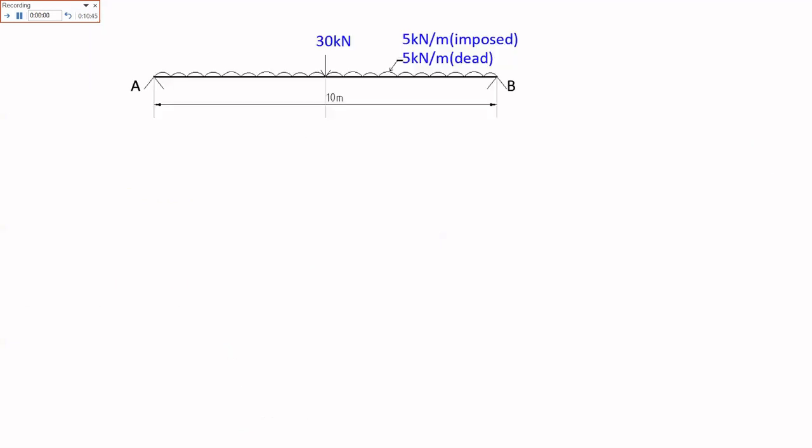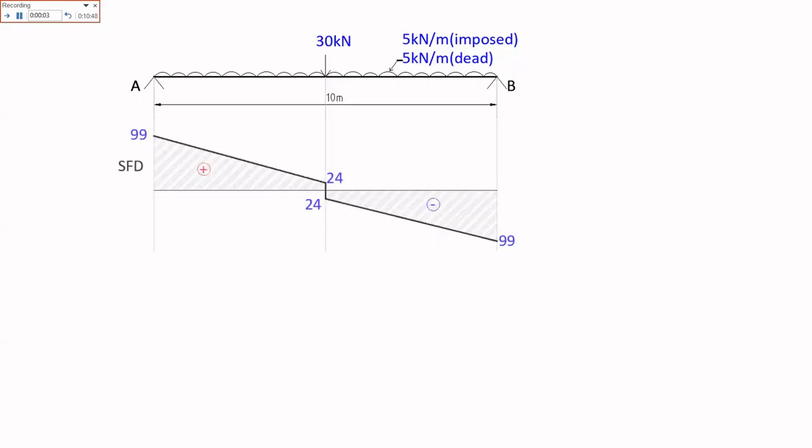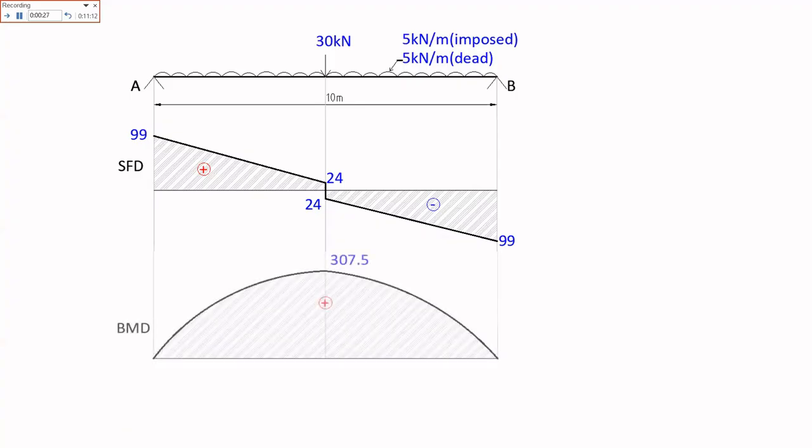If you check the diagrams now, we start with the shear force diagram. This is the shear force diagram. We have a value of 99 at the support and 24 where we have the point load. So our highest value that we are going to use for designing is 99. When you're designing, you take the highest value. Then the bending moment diagram will look like that, with the highest value being 307.5.